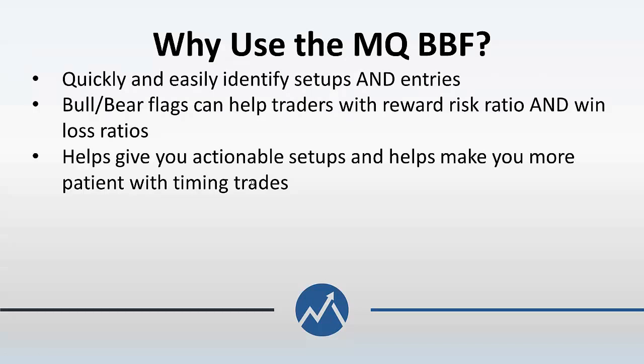Okay, so why do we want to use bull and bear flags to time our entries? Well, one of the things it does for us is it helps you quickly and easily identify a potential setup and entry. Because it'll pop up on your screen. There'll be a dot, and you'll say, hey, that's where a potential entry is at. Bull and bear flags can also help with your reward risk ratio and win-loss ratio.